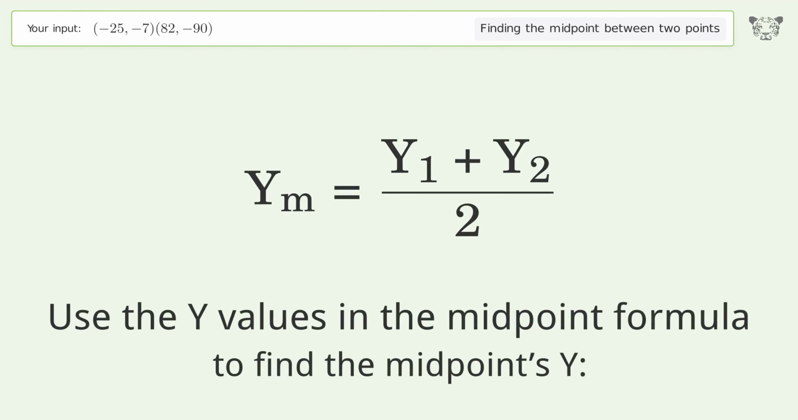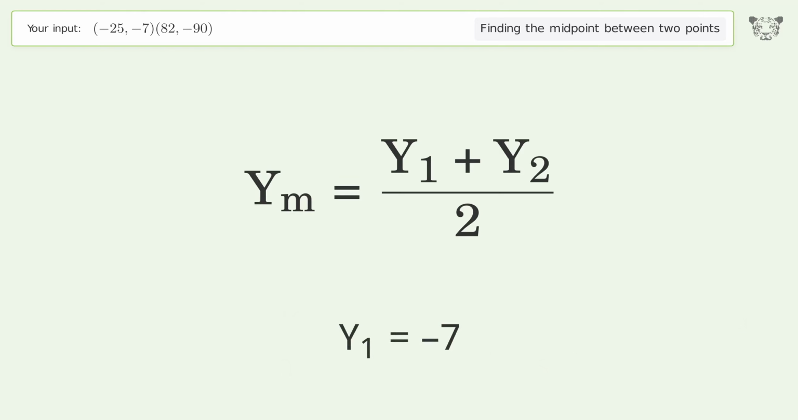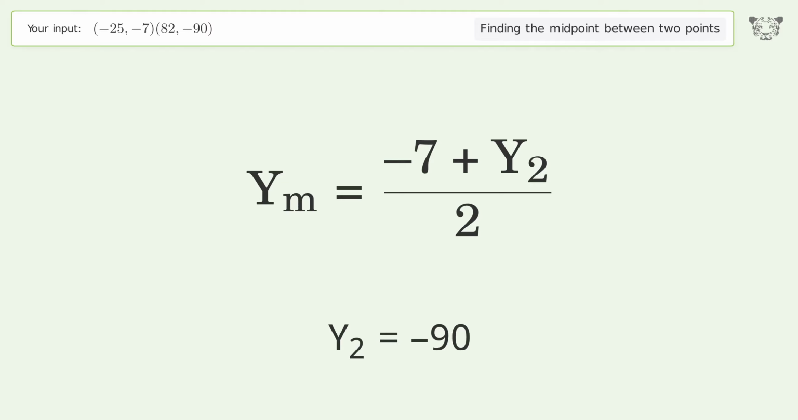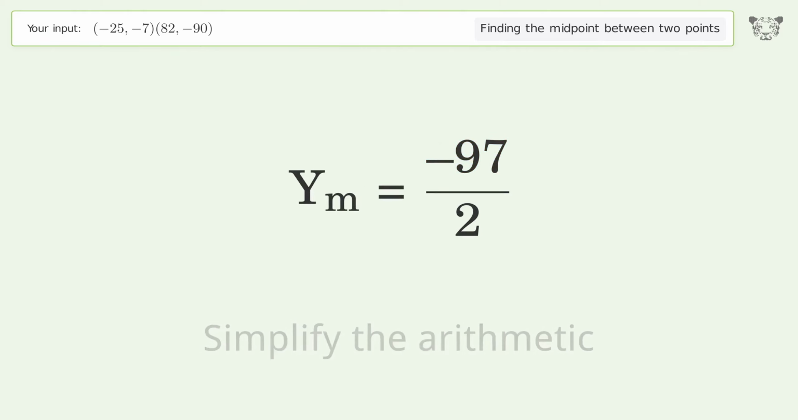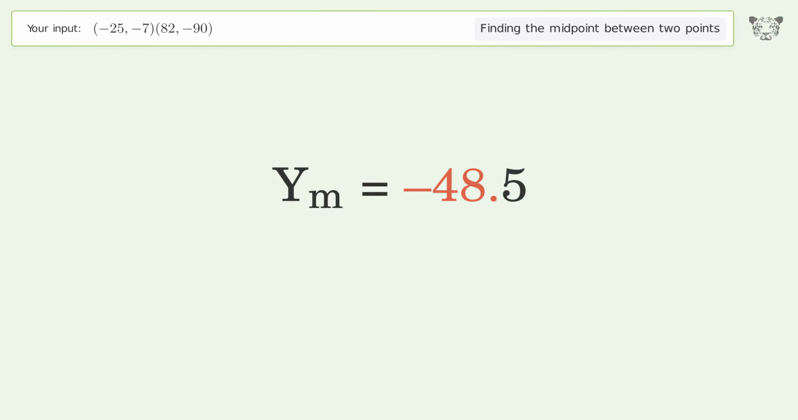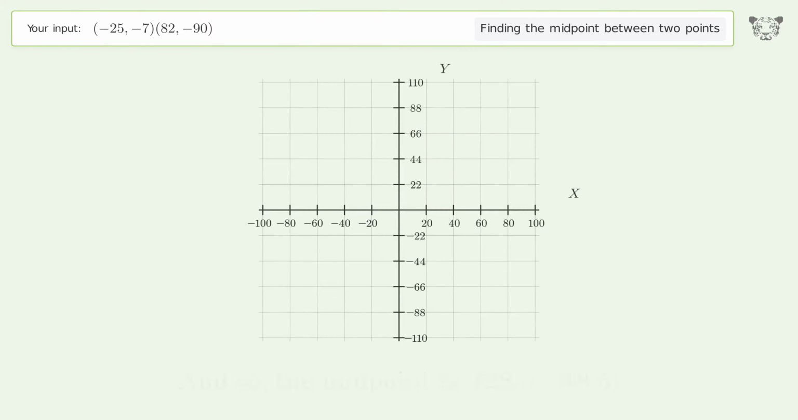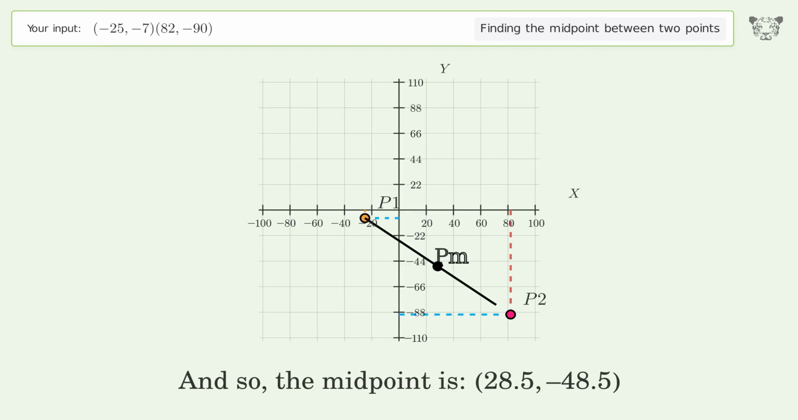Use the y values in the midpoint formula to find the midpoint's y. y1 equals negative 7. y2 equals negative 90. Simplify the arithmetic. And so, the midpoint is 28.5, negative 48.5.